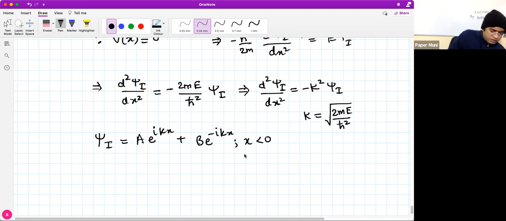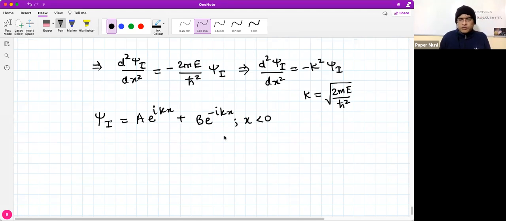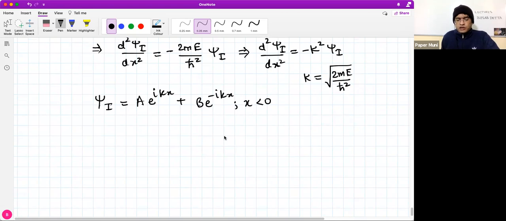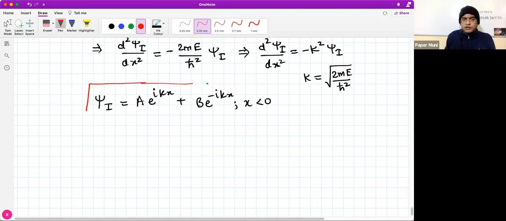Now it feels better. All right, so you have this thing psi 1 is equal to this. This is the solution which we have from the equation. Now, what can we say about it? All right, so this is the wave function of the particle in region 1.